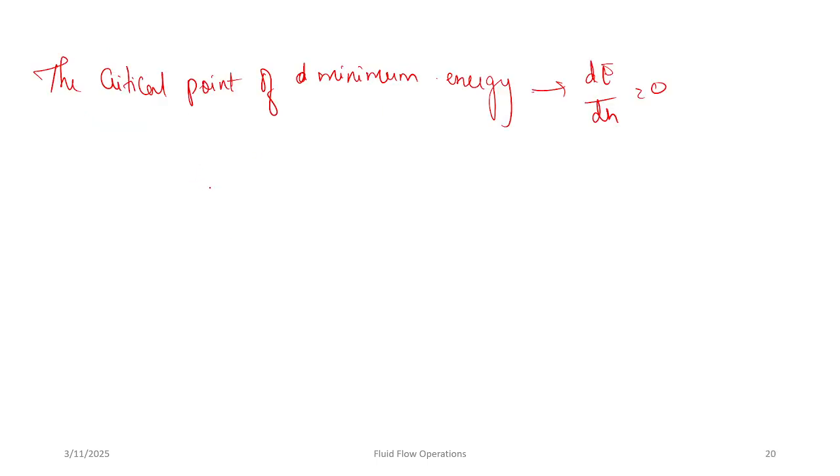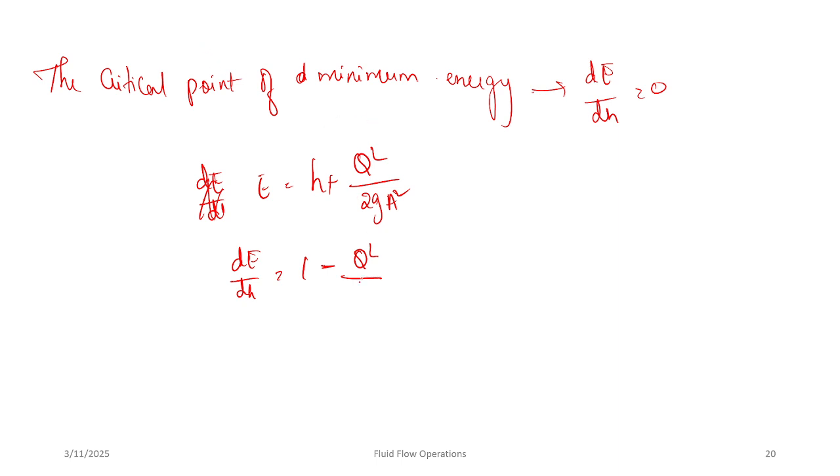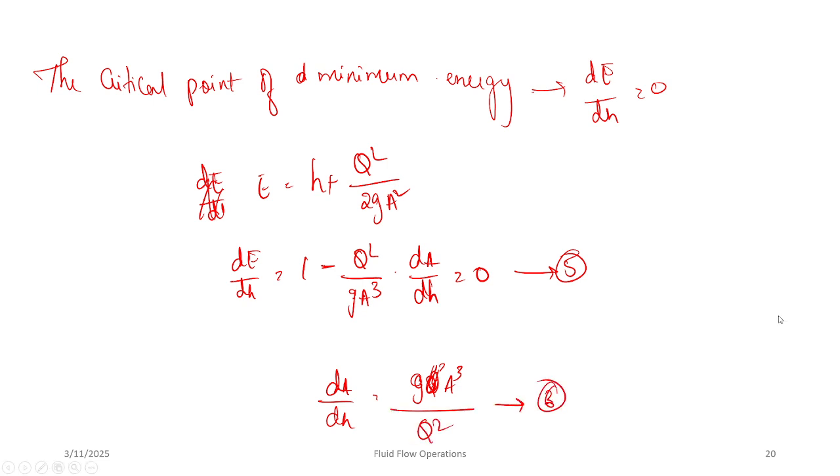So let me write down the equation first. E is equal to H plus Q square by 2G A square. If we differentiate this with respect to H, we'll be getting 1 minus Q square by G into A cube into dA by dH, which is equal to 0, and this is equation number 5. Q is a constant discharge, so it stays constant. If we solve this, we'll be getting dA by dH as G into A cube by Q square. This is equation number 6. So from here, you'll be able to calculate the critical velocity for constant discharge.